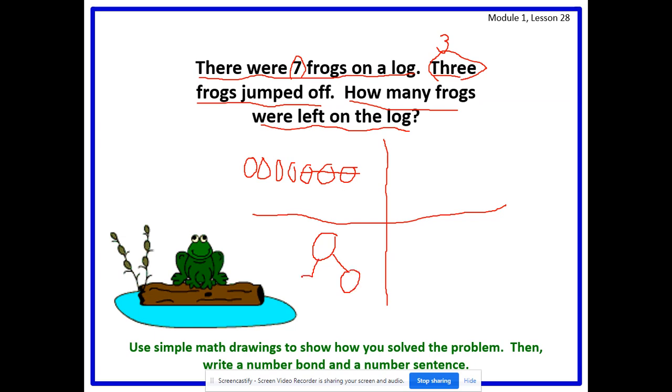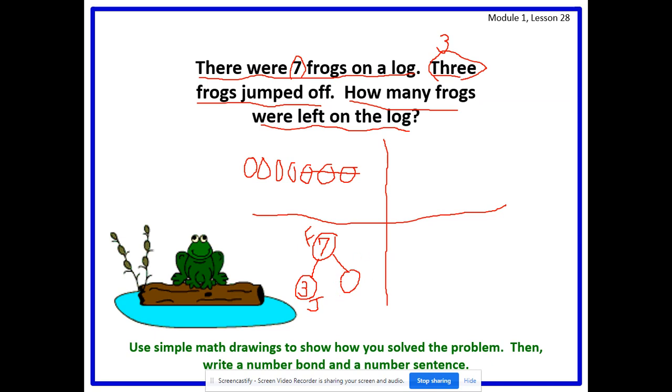So what did we say was the whole in our story? Get ready. Yes, 7. Go ahead and write a 7. And what was the part that was given or that we crossed off? Get ready. Yes, 3. Remember, we can't forget to label our number bond. So these were 7 frogs. So we're going to put an F for frogs. And these 3 jumped off. So we're going to write a J for jumped.